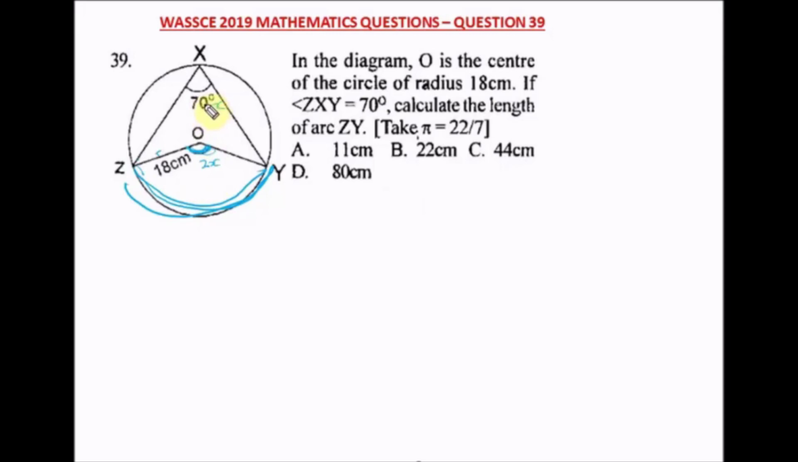Okay, so we know this as 70. So it means that this angle here is 2 times 70, which will give us what? What's 2 times 70?